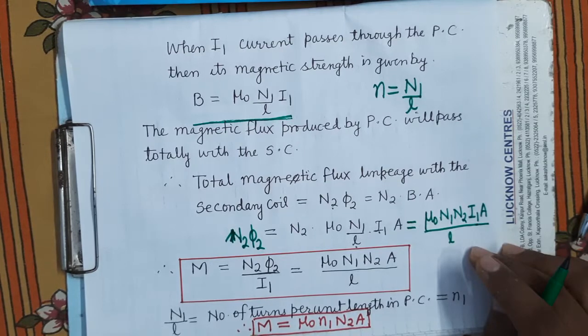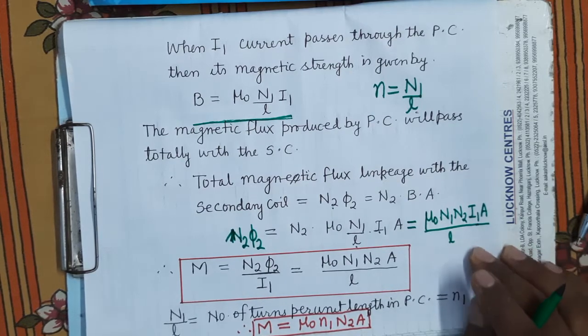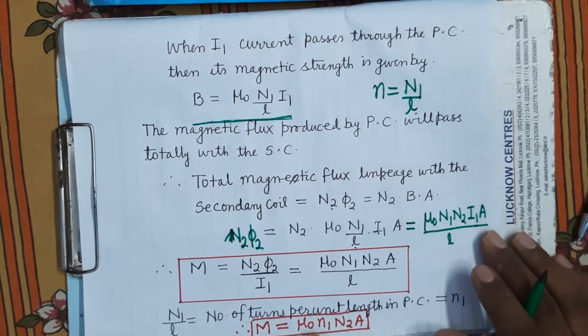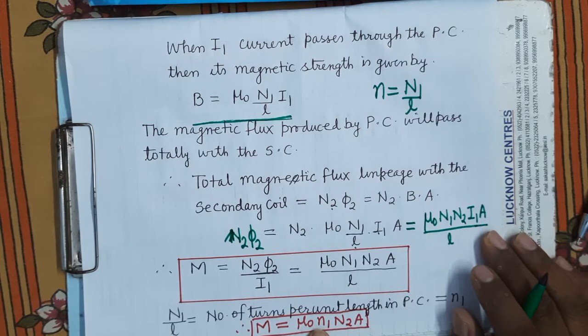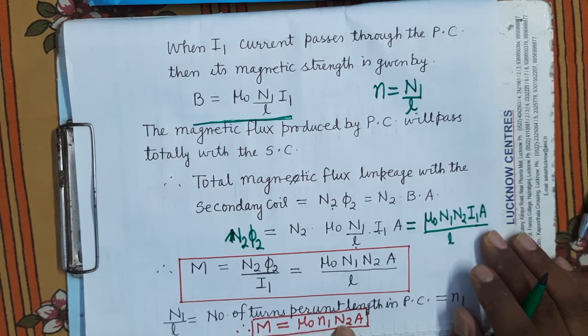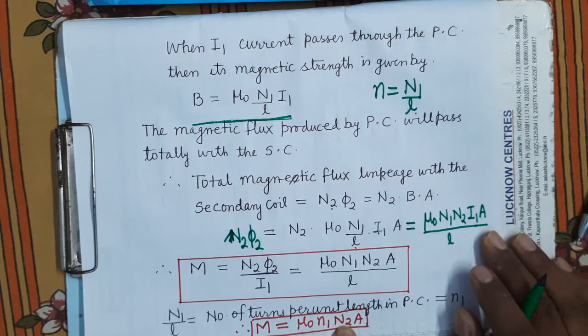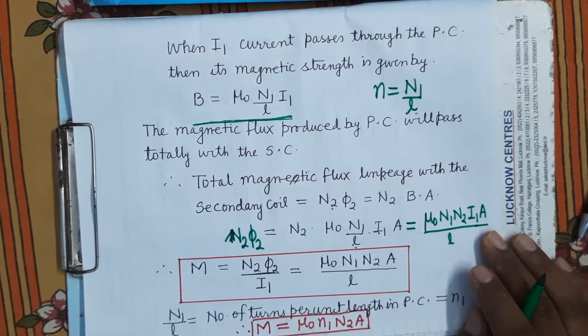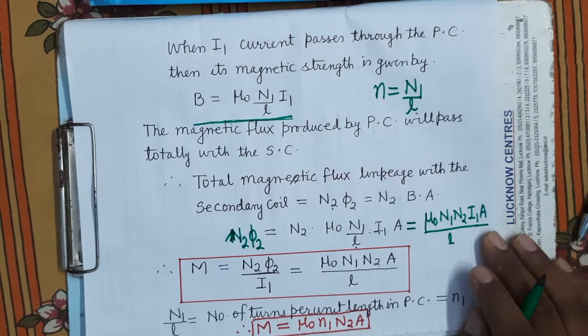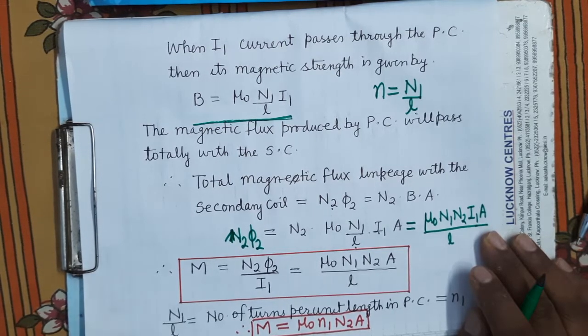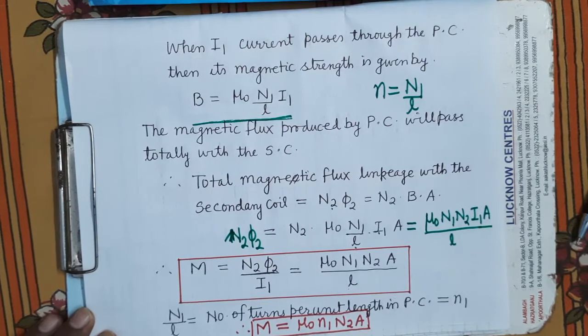So M equals mu naught into n1 into capital N2 into A. What are the terms? It should be very clear to you. n1 is the number of turns per unit length in the primary coil, N2 is the number of turns in the secondary coil, A is the area of cross section of both the coils, because both are very closely wrapped one over the other. L is the length of the primary coil.